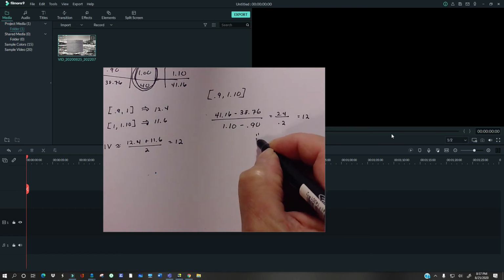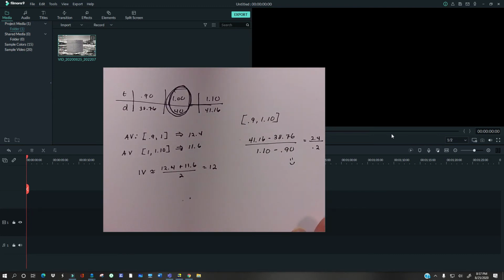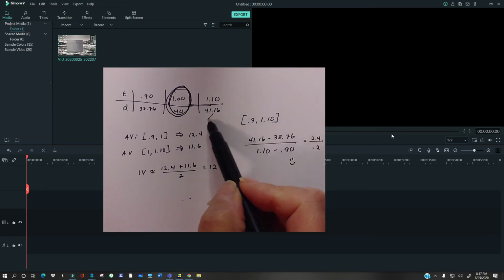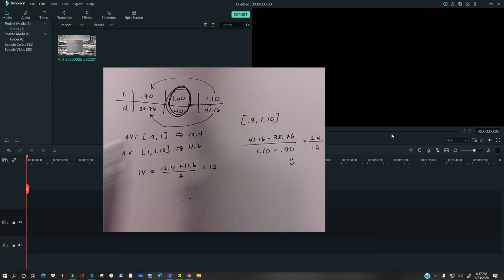This is cute stuff. So as long as my interval widths are the same to the left and the right, and as you saw they were 0.10 on the bottom for the average velocities, then all I have to do is y2 minus y1 over x2 minus x1, and it's going to give me a really good approximation of the instantaneous velocity at the time equal to whatever number is in between them. So I hope that's resonating with you guys.